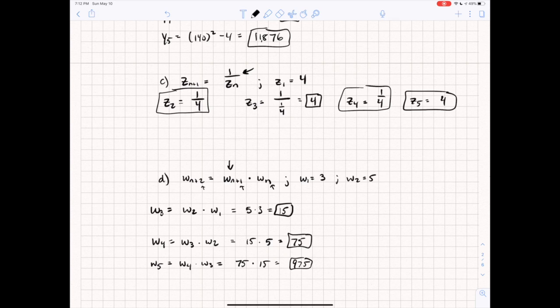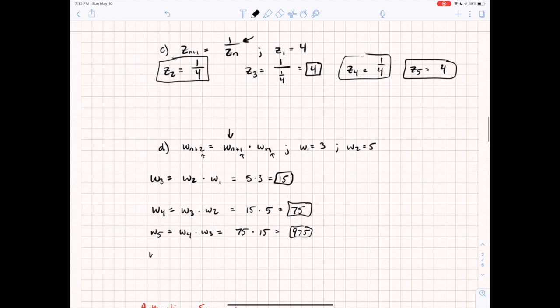Now this is just the next third term, so we need to go one more time. That's another difference here between the previous two problems. And so this means I'm going to do W5 times W4, which is 975 times 75. Using a calculator, you'll get 73,125. So calculator or doing this by hand. And so there are the next four terms here.